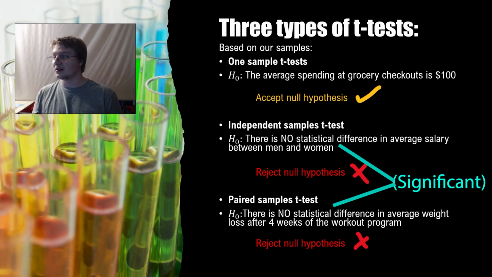All right. After doing all 3 tests, based on our samples, for the 1 sample t-test, the average spending at grocery checkouts is $100. Based off of our samples, we accept our null hypothesis. For the independent samples t-test, we were checking if there was no statistical difference in average salary between men and women. We found that to be false, so we rejected the null hypothesis. For the paired samples t-test, we were looking to see if there was no statistical difference in average weight loss after 4 weeks of the workout program, and we rejected that null hypothesis, which means that it worked. They lost the weight.